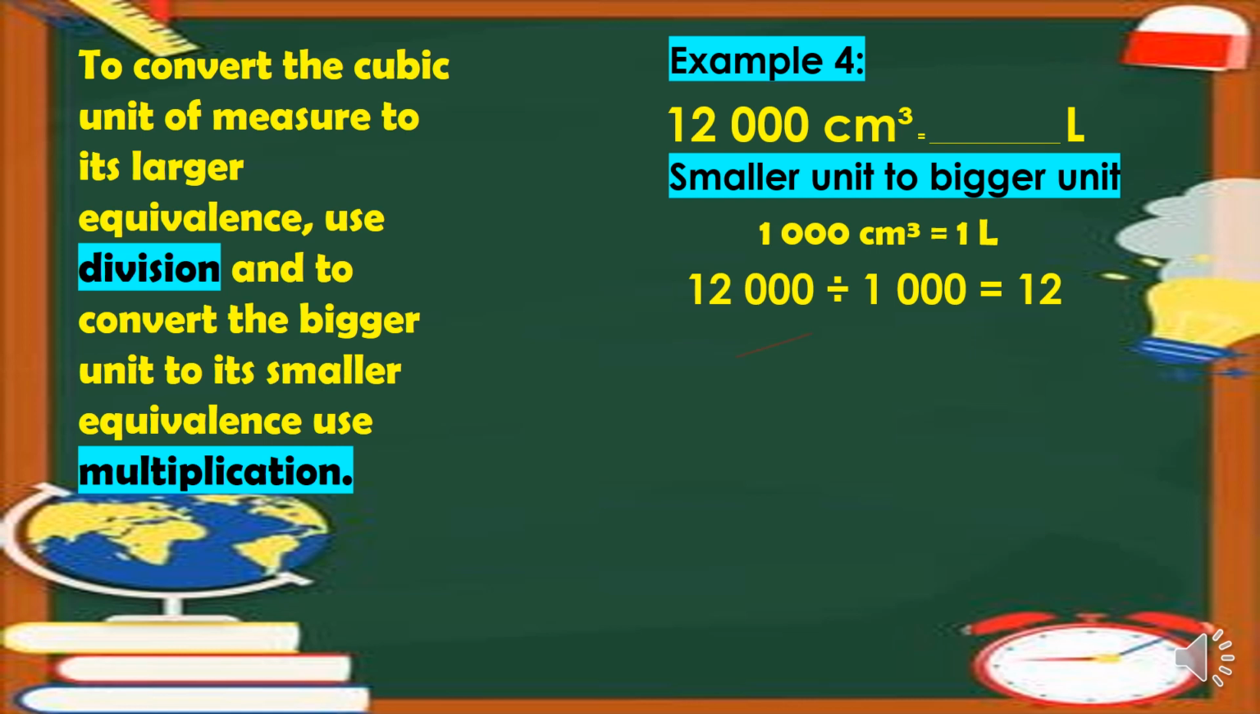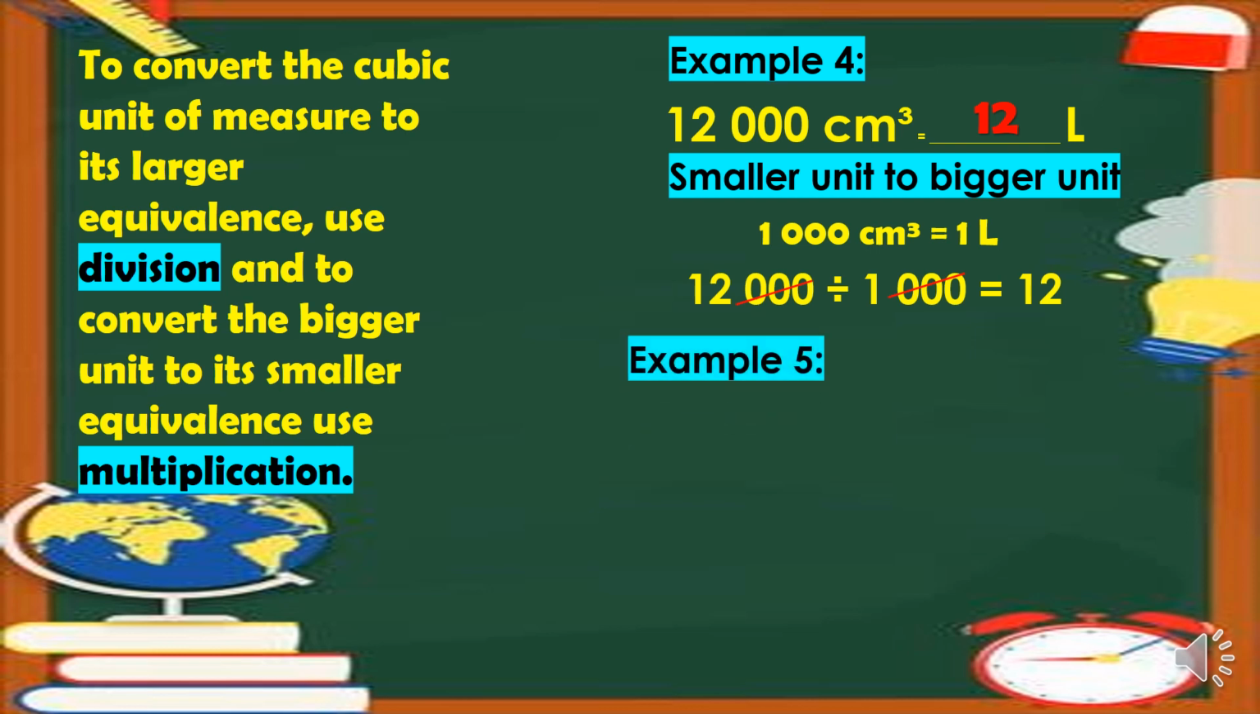So that means we can also use cancellation. So 12 divided by 1, the answer is 12. So that means 12,000 cubic centimeter is equivalent to 12 liters.